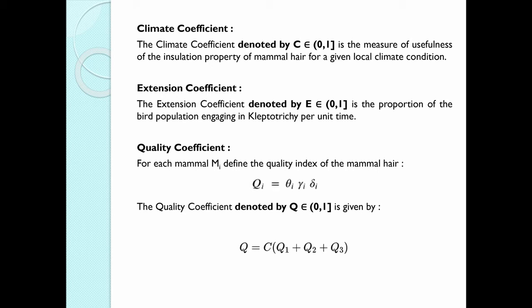Now the extension coefficient. The extension coefficient, denoted by E, which again belongs in the interval 0, 1, closed at 1 and open at 0, is the proportion of the bird population engaging in kleptotrichia per unit time.